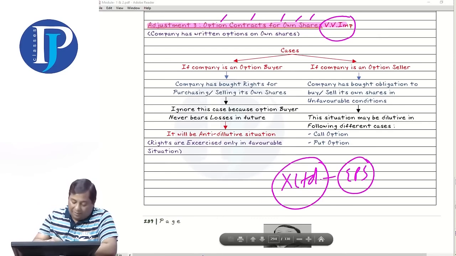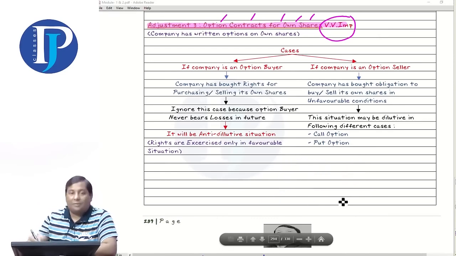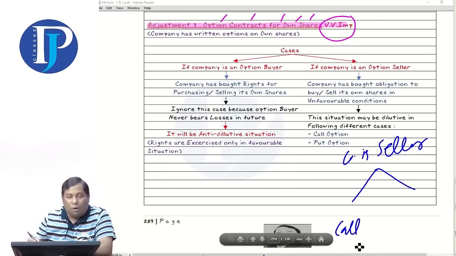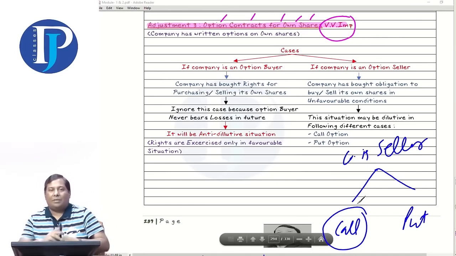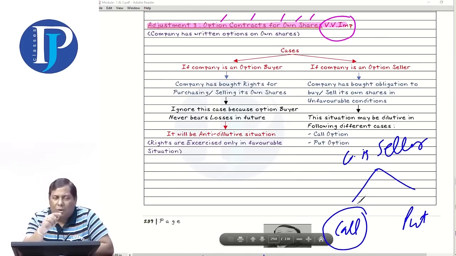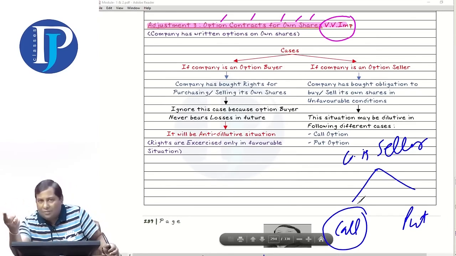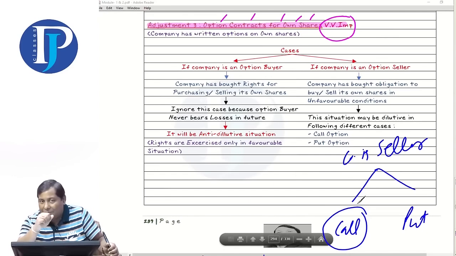If a company is an option seller, there are two cases: what option did the company sell? Either the company sold a call option or the company sold a put option. The first case is that the company has sold a call option. Now tell me, if the company has sold a call option on its own shares, that means the other party has bought a call option. What is the meaning of a call option? Right to purchase. That means the other party has the right to purchase company shares.